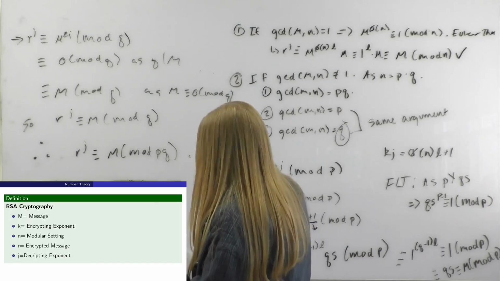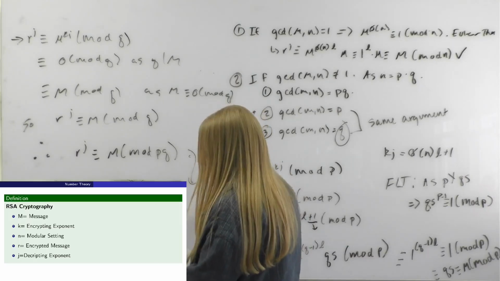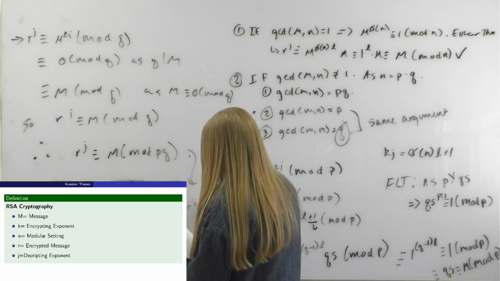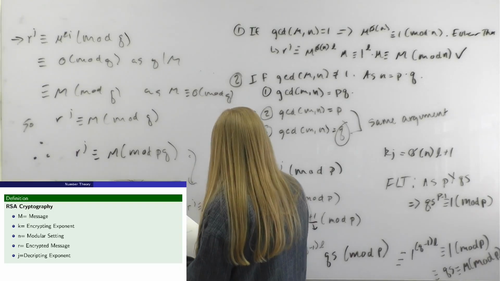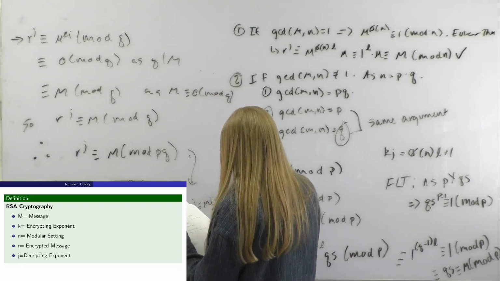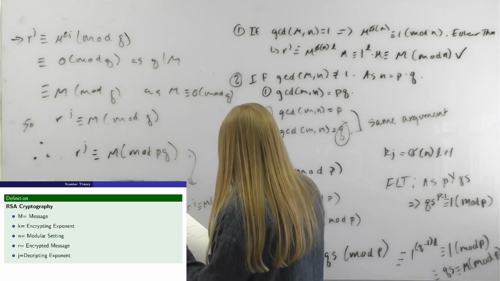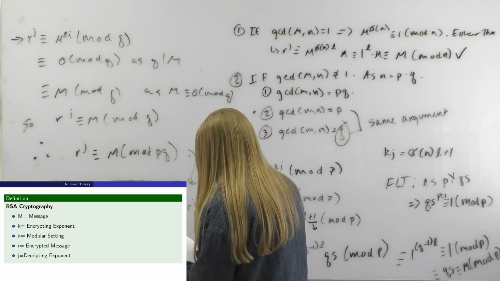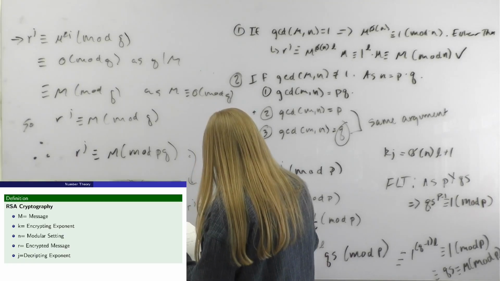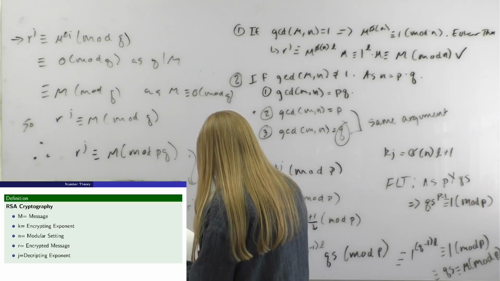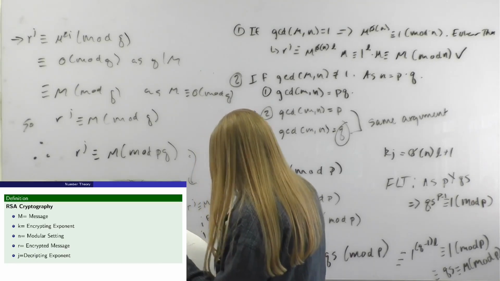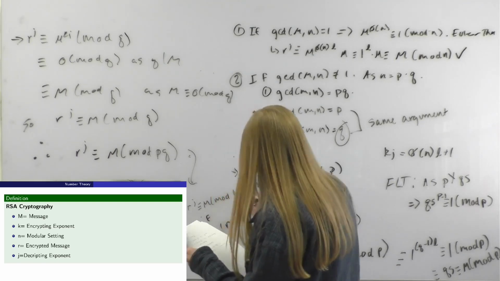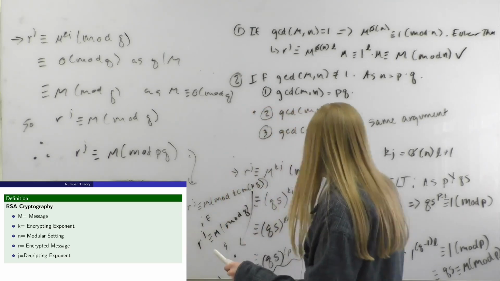Okay, and the reason that this is true is another theorem that I'm not going to prove, but R to the J is congruent to M mod the LCM, lowest common multiple of P and Q, if R to the J is equal to M mod Q and mod P. QED.